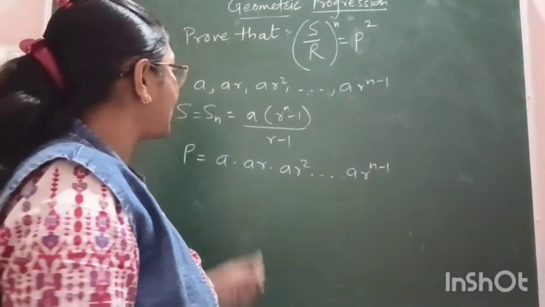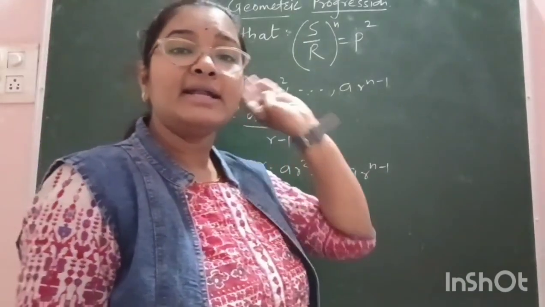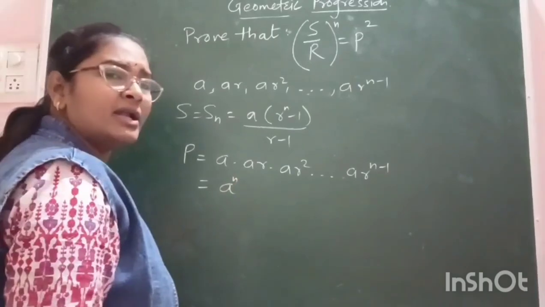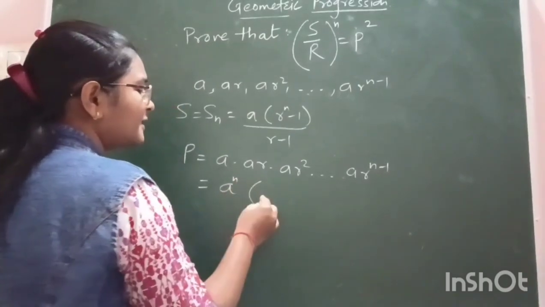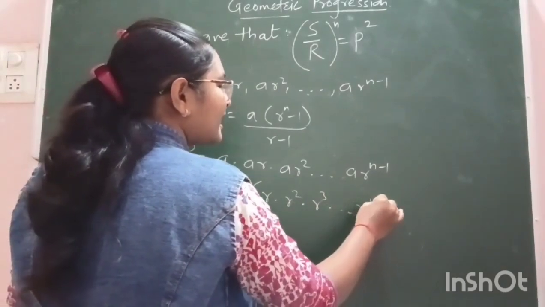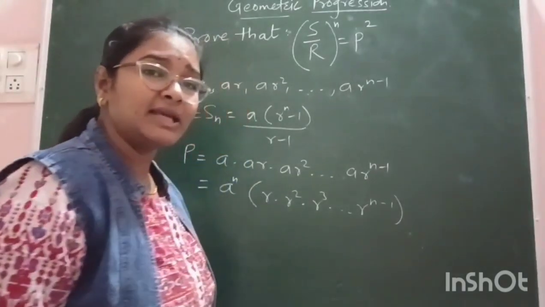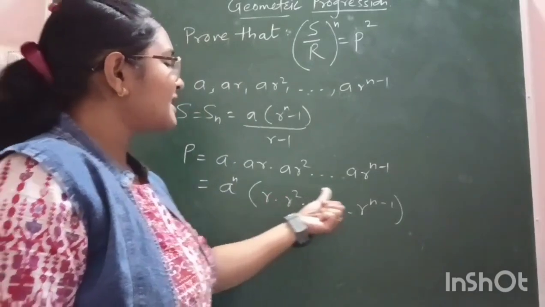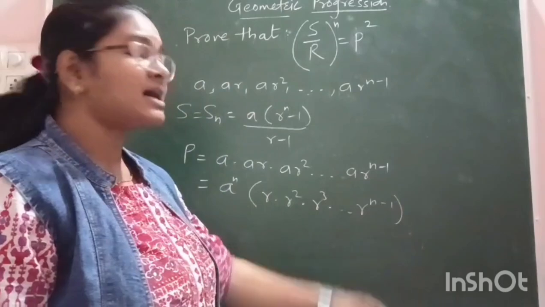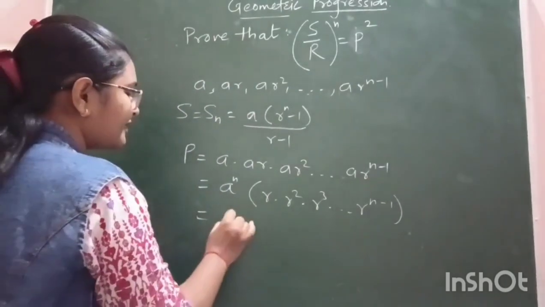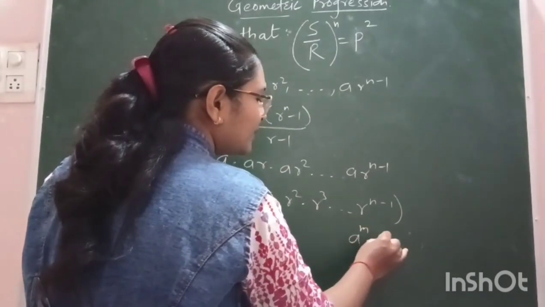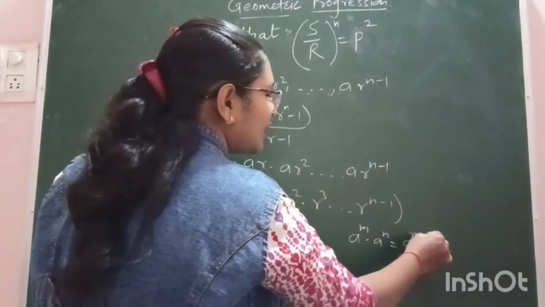Now dear children, we have multiplication of a n times, so we can write this as a to the power n. Now if we collect all the terms here, then r into r square into r cube till r raised to n minus 1. All the powers are natural numbers in the sequence. So we have a to the power n, and we use one formula here: if a raised to m into a raised to n is given, then we have a raised to m plus n.